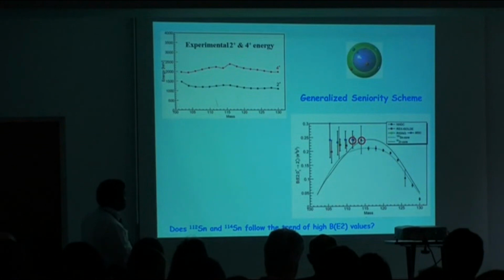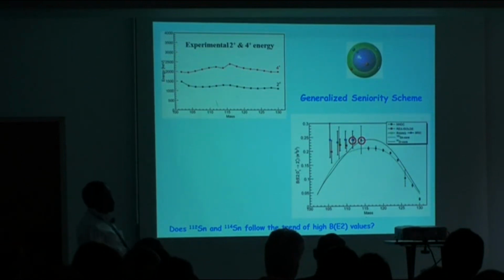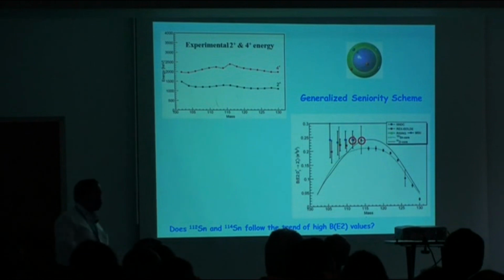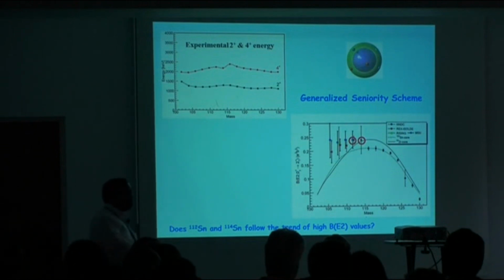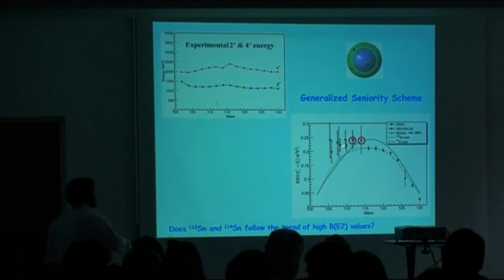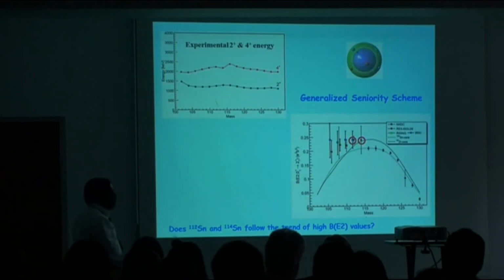The thing to be seen here is that if you look at all these experimental values toward the neutron-rich side, they are matching this bell-shaped structure very well. But after the mid-shell, when you go towards the neutron-deficient side, there is an enhancement in the B(E2) values. So this is the question which we can ask ourselves: are these two nuclei going to follow the trend of high B(E2) values or not?